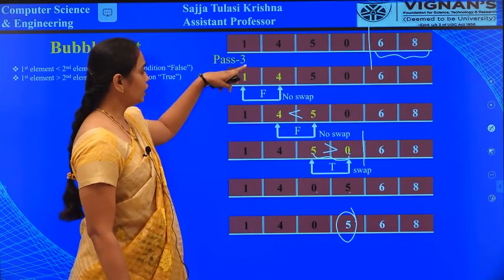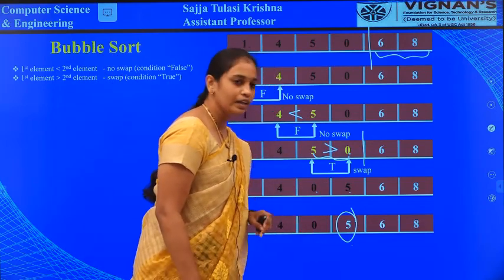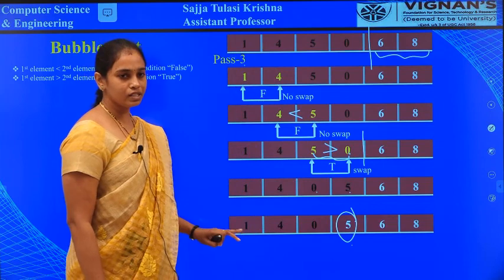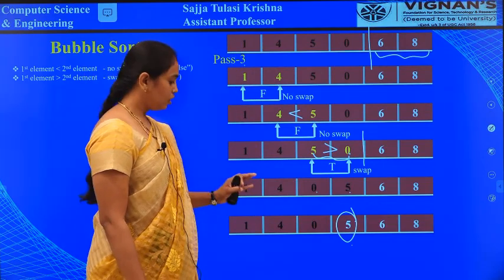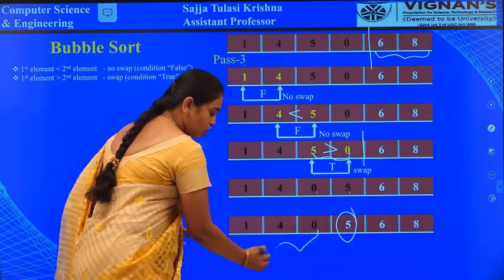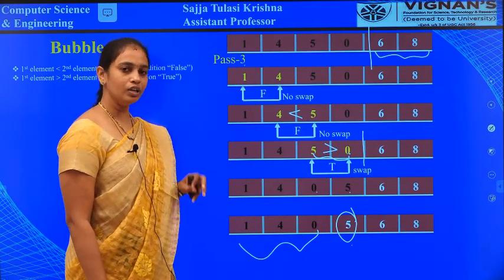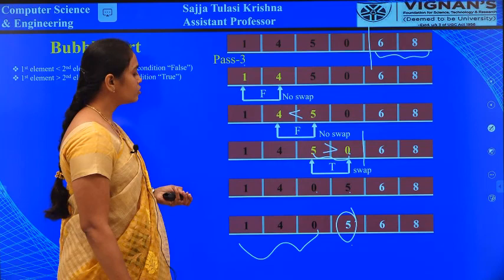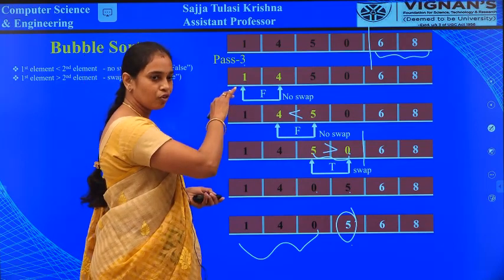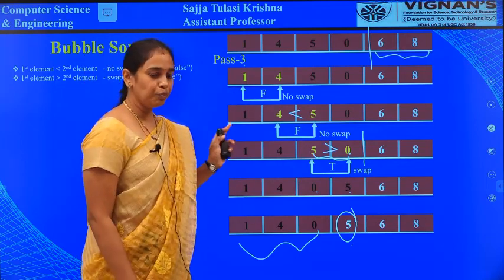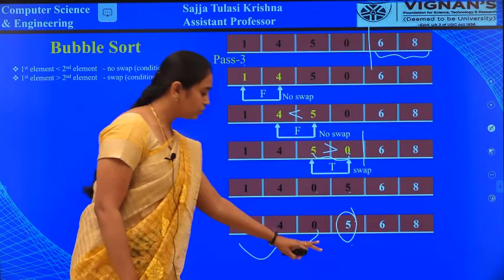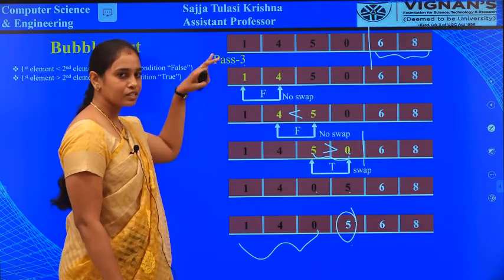Now see, in pass 3 the third highest element is placed in its right position. So now again we need to sort these three elements, so we have to continue the same process. Now coming to pass 4: what is the input for pass 4? The output of pass 3.